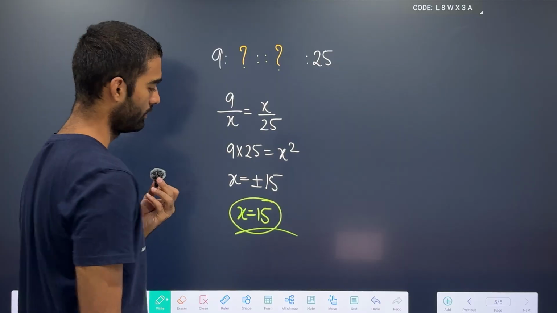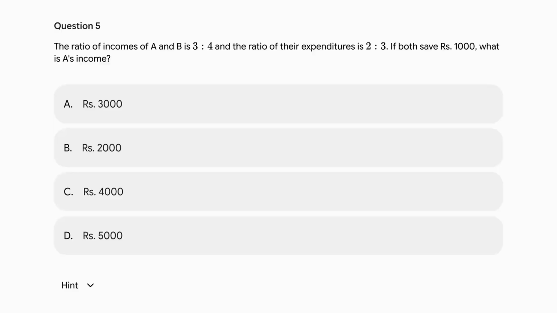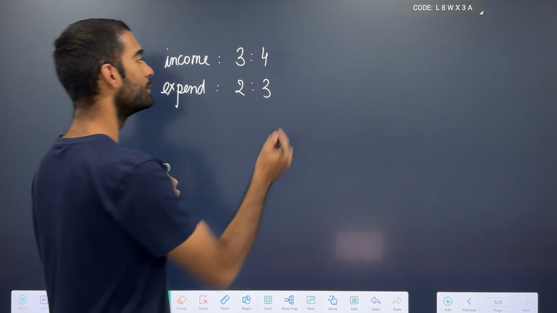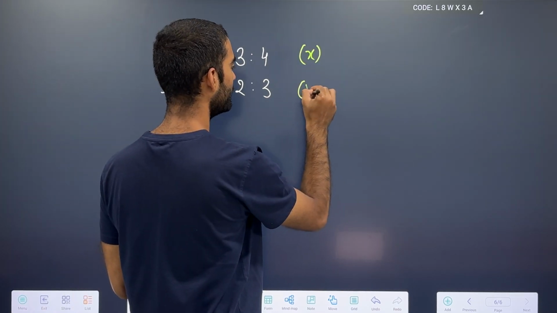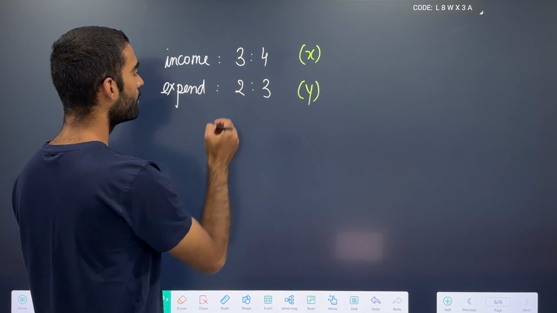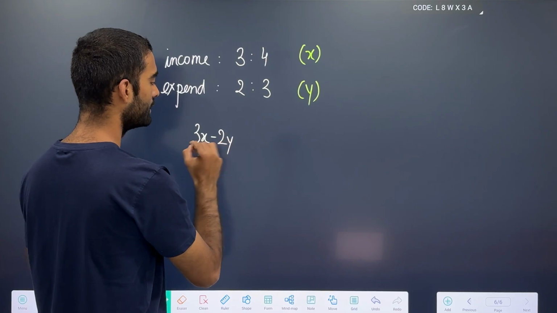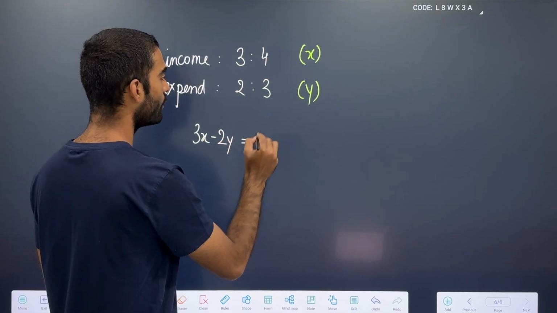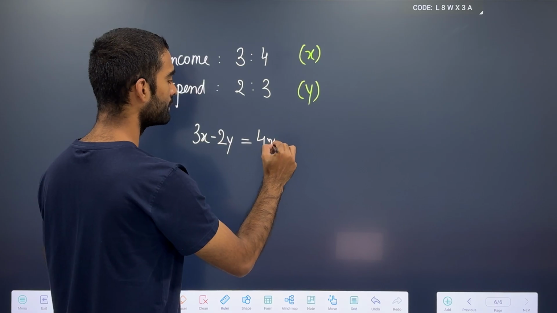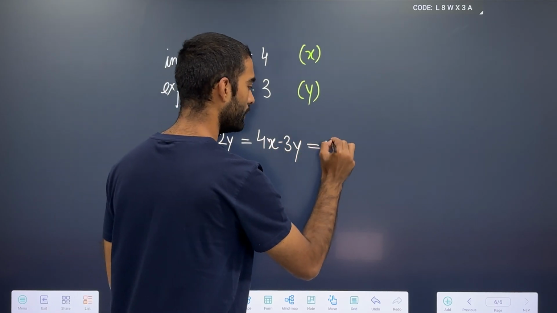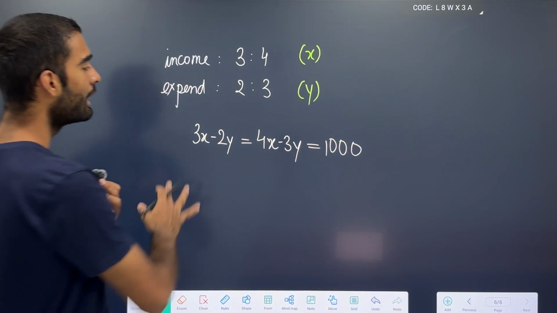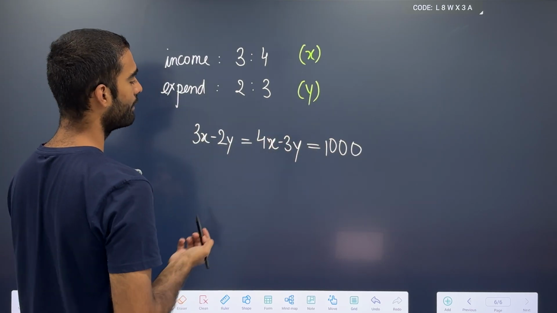The ratio of incomes of A and B is 3 is to 4 and the ratio of their expenditures is 2 is to 3. If both save rupees 1000, what is the income of A? Since these are two different ratios, we can assume the constant to be x here and the constant to be y here. So saving of each one becomes 3x minus 2y. This is of A, and the saving of B is nothing but 4x minus 3y, and both are equal to 1000. So we have two equations, two variables, we can find it out.